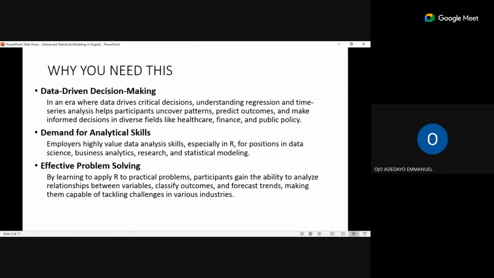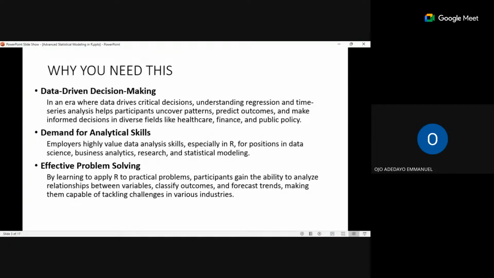Another one is demand for analytical skills. The demand for data analysis skills is increasing every day. If you see any job adverts now, they will tell you that you should have knowledge of R or Python. They will ask you for analytical skills. So the knowledge that you are going to be gaining here tonight is not only for you alone, but for your place of work, for your research, and for all the people around you that you can help in analyzing their data or their research work. That is what we call the analytical skill.